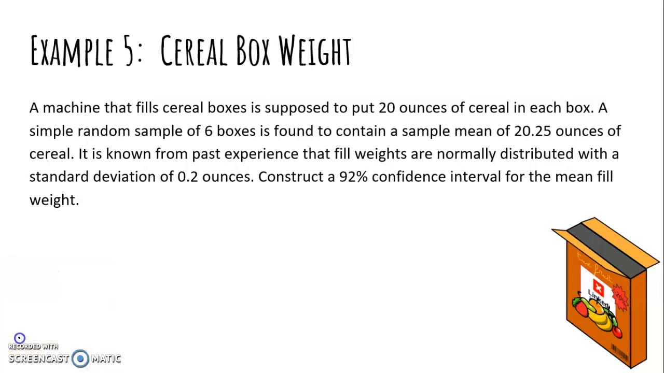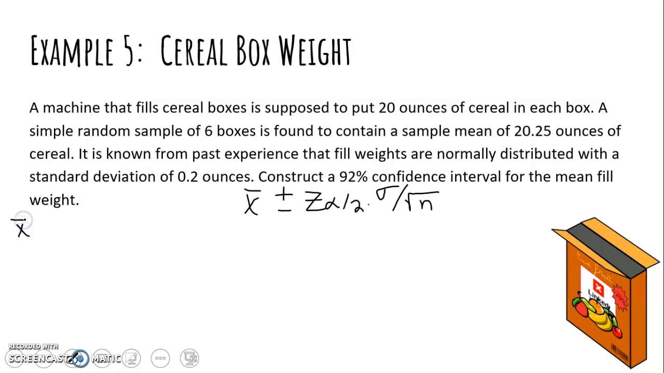we can use the formula we got in the previous video. So x bar, which is our point estimate, plus or minus the margin of error, and the margin of error is our critical value, times the standard error, which is the standard deviation over the square root of n. So let's write over here what we know. We know that x bar is the sample mean, which is 20.25 ounces.